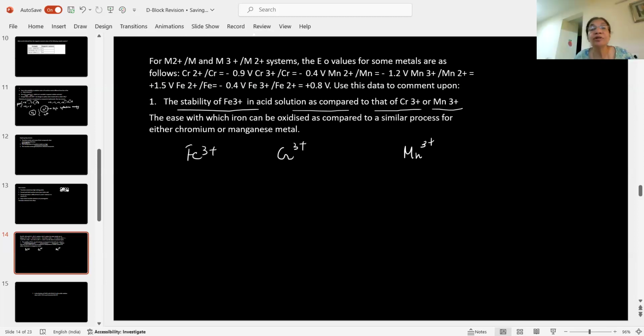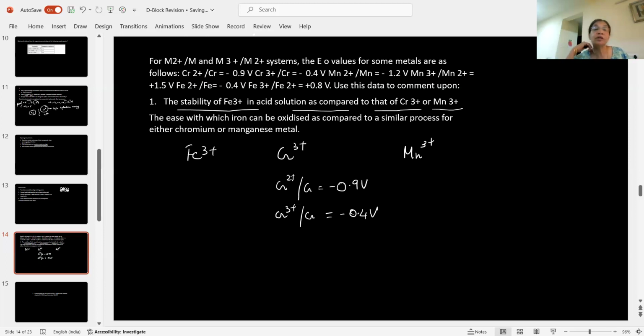I should write down all this. So E0 values of some metals are given. Cr2+ to Cr is given as -0.9 volts, and Cr3+ to Cr2+ is given as -0.4 volts.